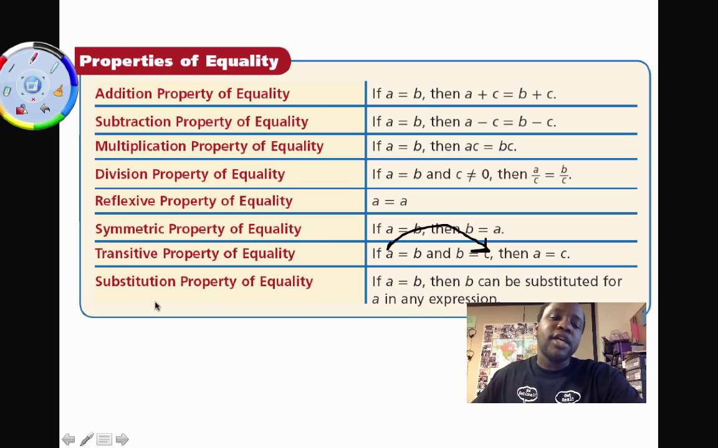And lastly, the substitution property of equality. We've basically been using all of these all along, but now we're putting a name to it. So if A equals B, then B can be substituted for A in any expression. So if you have two things that equal each other, you can switch them out, substitute them out wherever needed. So these are the properties of equality, where we have equal signs.